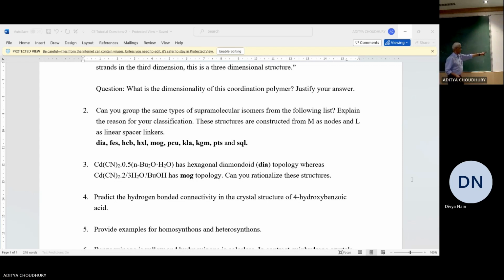Exactly. So now let's consider FES. You remember the FES structure? I mean, you can refer. It's not that difficult.